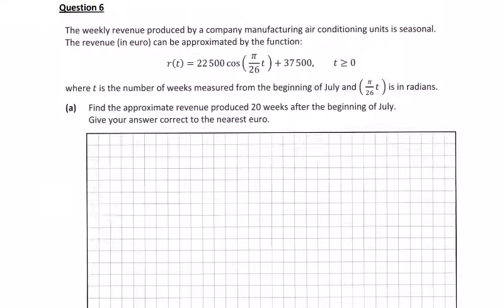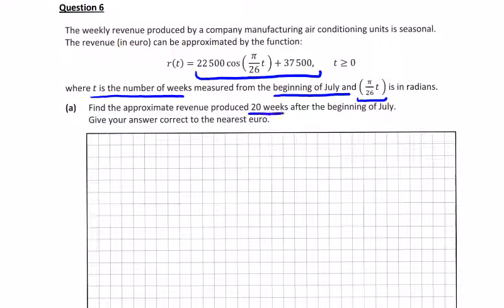The second part of this Christmas test, we have the weekly revenue produced by a company being a cos function, which we have here. And T is the number of weeks measured from the beginning of July. And we have here pi T over 26 is in radians. You can use radians or you can change to degrees, whatever you choose. I like degrees. Find the approximate revenue produced 20 weeks after.